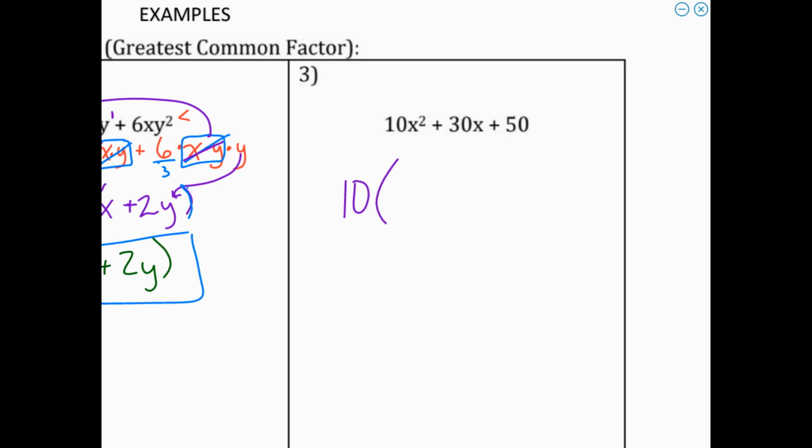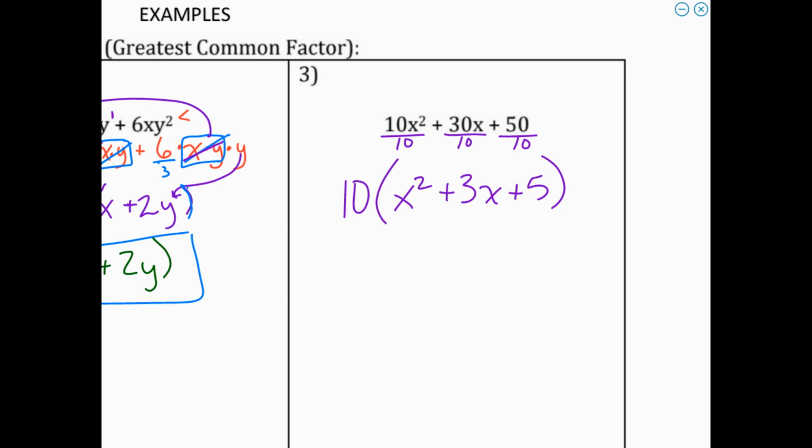Okay, 10 divided by 10, x squared just leaves my x squared. Okay, 30x divided by 10 leaves 3x. And 50 divided by 10 is 5. That's it. We're done with it.